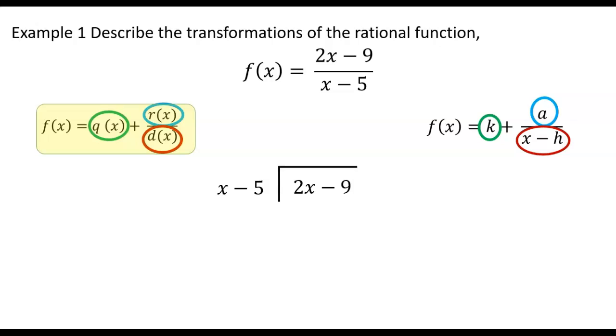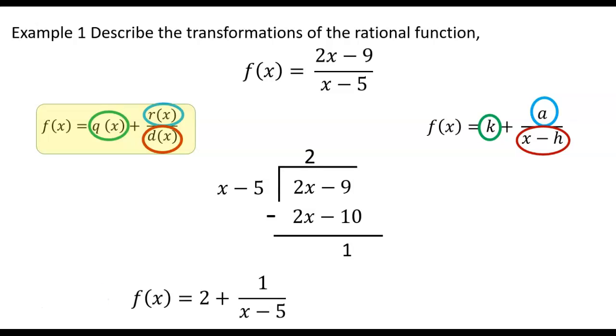Dividing the first terms of both the dividend and the divisor, 2x divided by x will have 2. That quotient will be multiplied to each term in the divisor. 2 times x and 2 times negative 5 will have 2x minus 10. Subtracting it, we'll have a remainder of 1. Writing the result in the form of f of x equals q of x plus r of x over d of x, we'll have 2 plus 1 over (x minus 5), or 1 over (x minus 5) plus 2 by commutative property of addition.